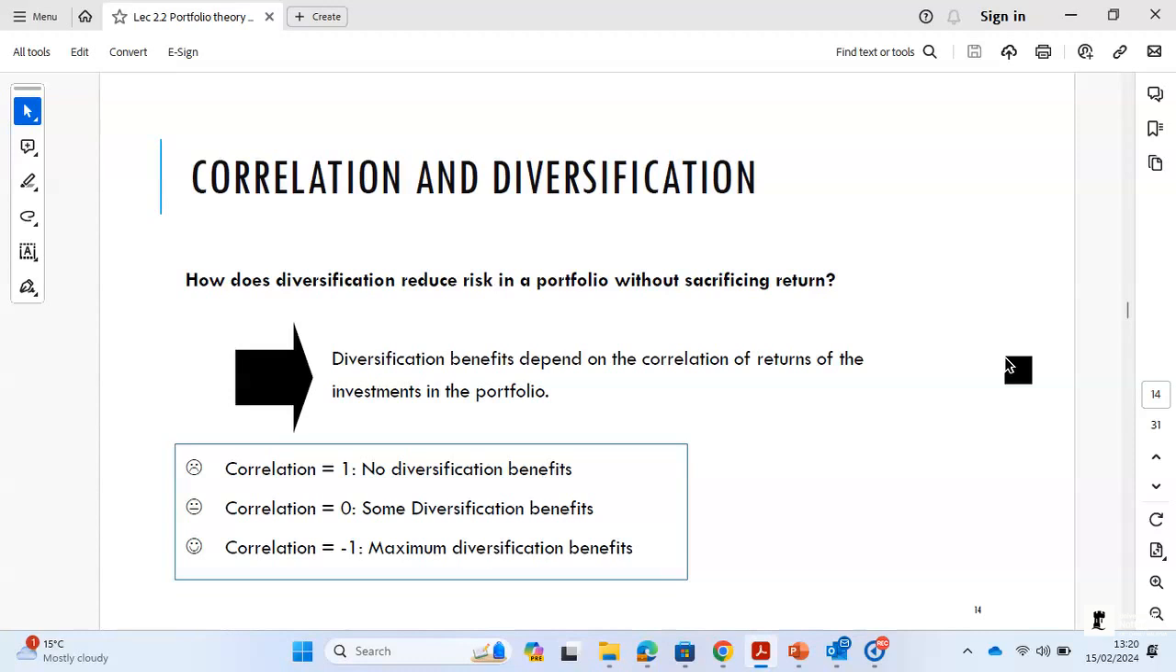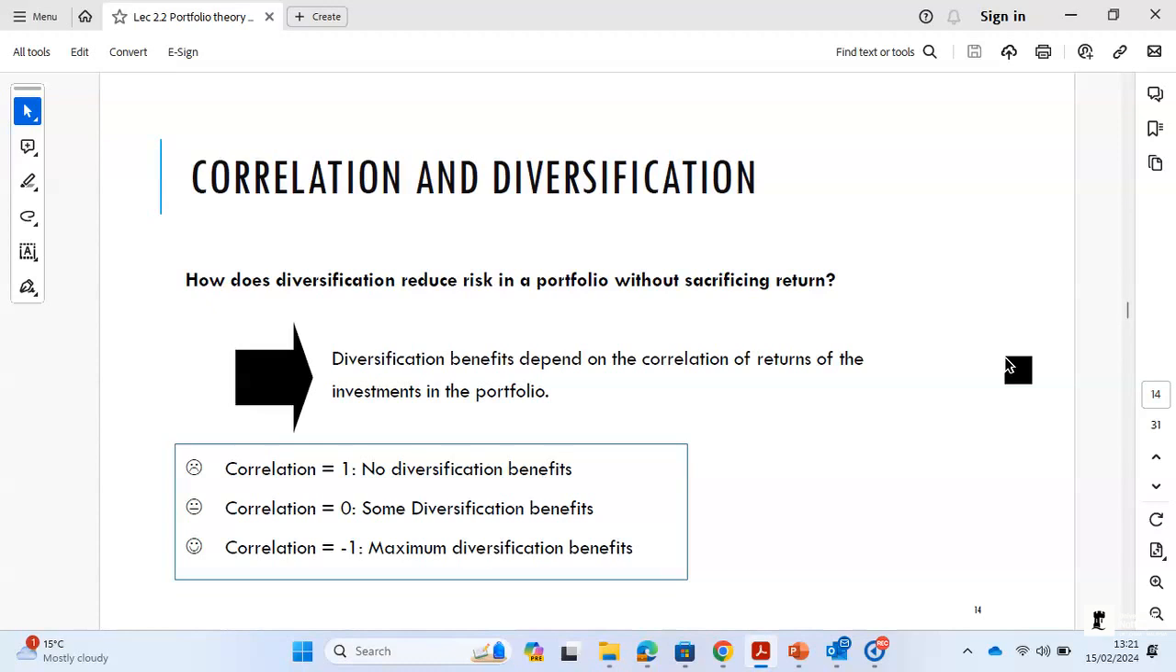Anyone? Yeah. The way that two variables react to the other one changing. The way two assets move together, right? Okay.